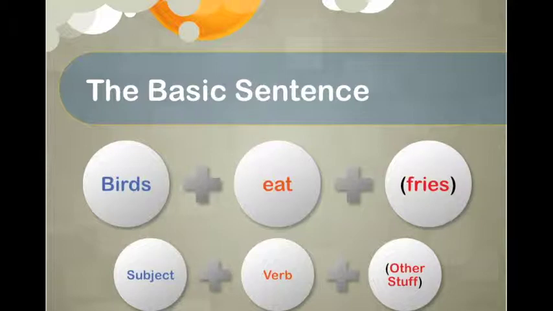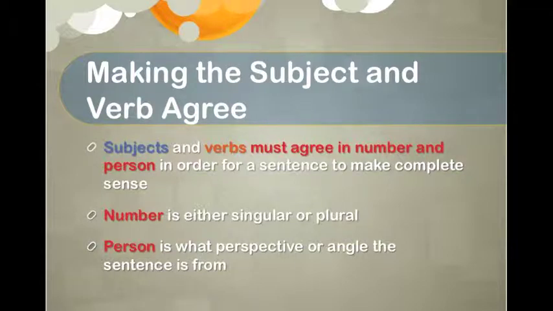And why is it not necessary? We could have the sentence just be birds eat. So, you think about that, and you've already got a full sentence, whereas the fries just kind of adds detail. The main things, again, we're focusing on are the birds, which is your subject, and eat, which is your verb. So making the subject and verb agree takes a little bit of work. Again, reminder, subjects and verbs must agree in number and person in order for a sentence to make complete sense.